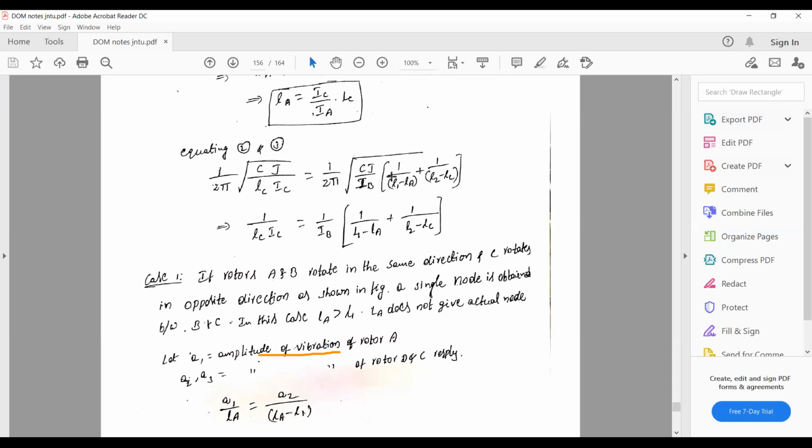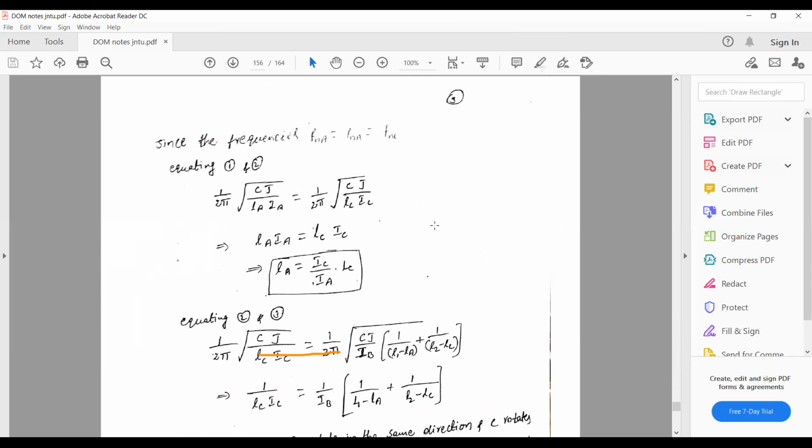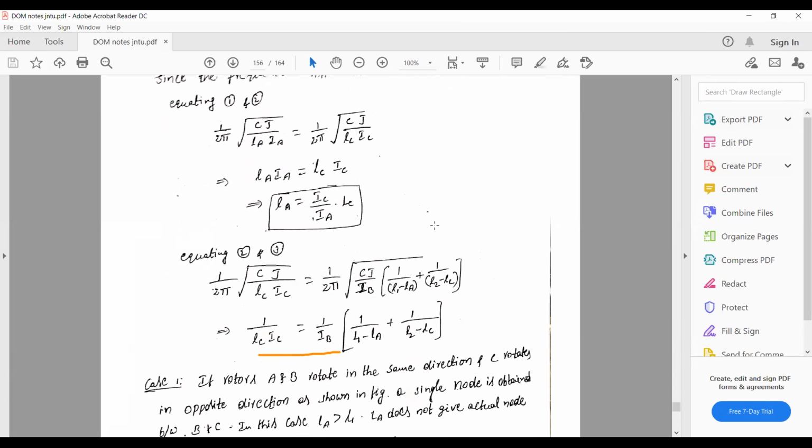So why are we writing this relation? Because when we are finding the nodes, the distances are very important. Their distances from the rotor values are very important. So that's why, simply to find out their distances, we use these relations.